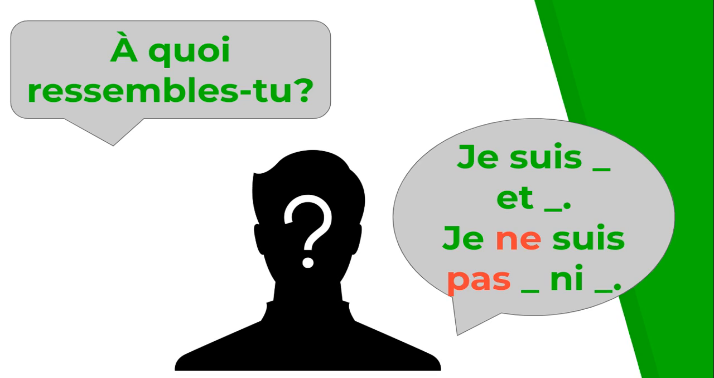And then for a four, remember our sentence is going to be like, je suis blank et blank. Je ne suis pas blank ni blank. So don't forget et for and, ni when it's in a ne pas sandwich sentence.